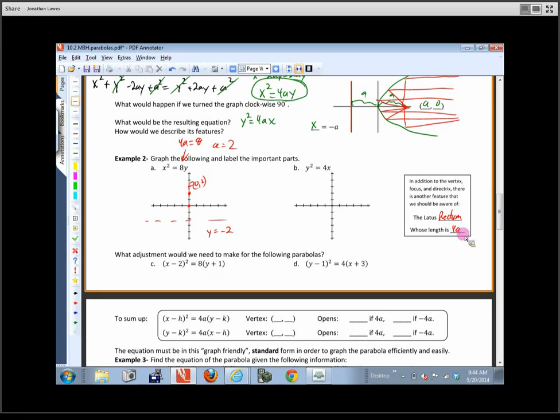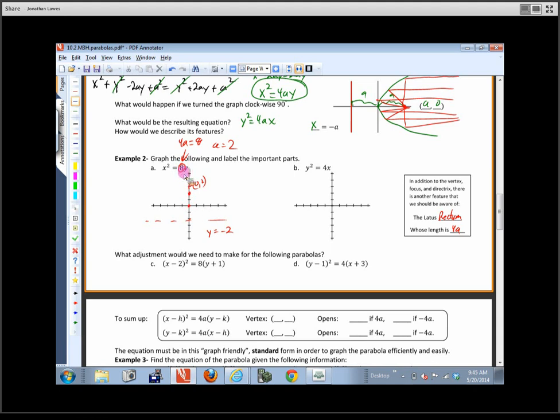Now let me explain what the latus rectum is. I think the word latus means side. I'm not sure about rectum. Again, go look it up and amaze your friends and your parents. So here's what happens: if we go up to the focus right here, I can go side to side and find points on the parabola. So if this right here is 8, that number is the entire length of the latus rectum. If I go from side to side, I get to go 8 units altogether.